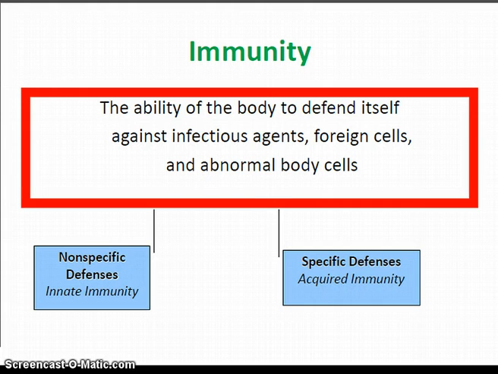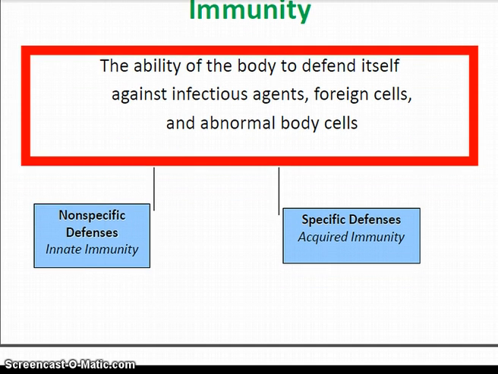There is both innate immunity, which are non-specific defenses. These will really happen anytime you are exposed to a foreign antigen, a foreign object. Specific defenses or acquired immunity involves prior exposure, either by the disease agent itself or perhaps by a vaccination, and involves specific defenses and memory.